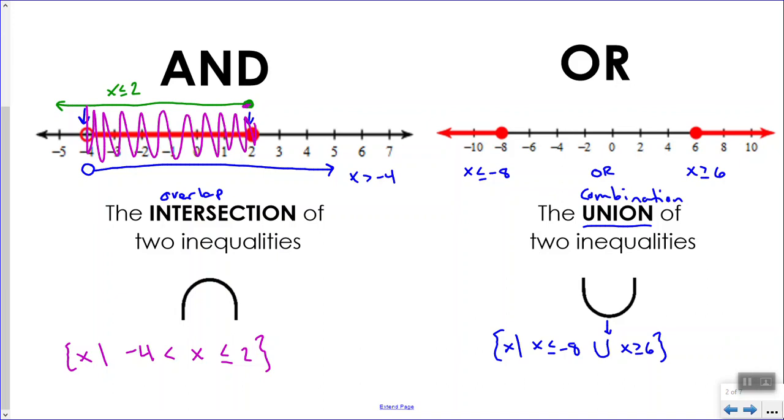So this is where we basically take the two inequalities and put them on the same number line. We're looking at the combination. "And" is always going to be more strict than "or". It's going to be usually a smaller solution set. There are going to be some values that we leave out, or we don't leave anything out. We take everything from both inequalities and put them together.